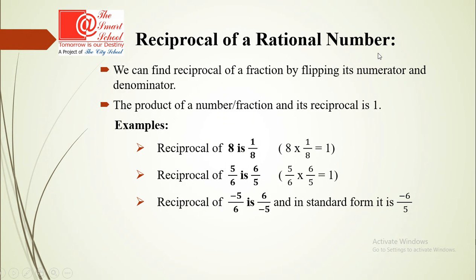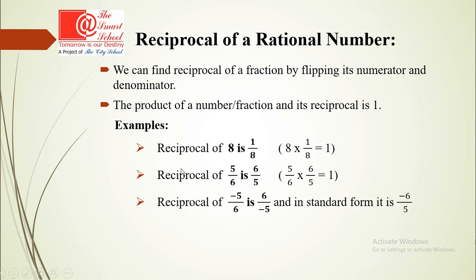Now, reciprocal of a rational number. It is so easy, we just have to flip the numerator and denominator. The product of a number or fraction and its reciprocal is 1. We have to make sure that if we reciprocate a fraction or any number, the answer should come 1 after multiplication of those numbers. Like the reciprocal of 8 is 1 over 8. And look here, 8 multiplied by 1 over 8, the answer is 1, because 8 is in the numerator here and the denominator here, and these can be cancelled, and the answer will come 1.